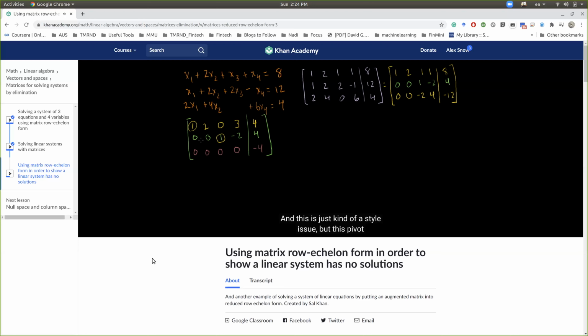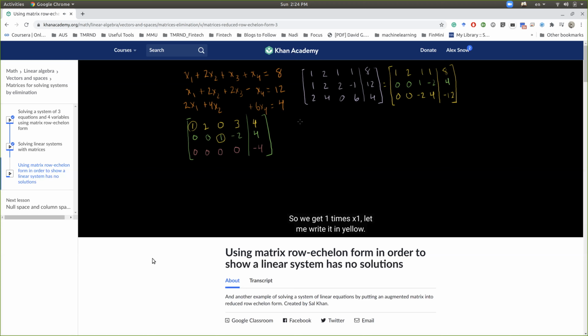This is just a kind of a style issue, but this pivot entry is in a lower row than that one, so it's in a column to the right of this one right there. And when I just inspect it, column 2 looks kind of like a free variable. There's no pivot entry there, no pivot entry there. But let's map this back to our system of equations. These are just numbers to me, and I just mechanically, almost exactly like a computer, put this in reduced row echelon form. But let me put it back to my system of linear equations to see what our result is.